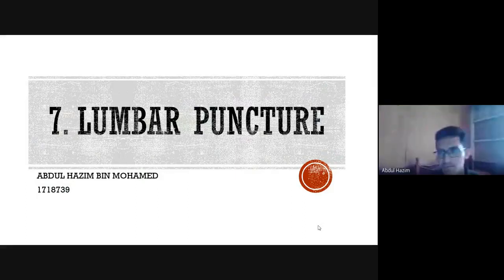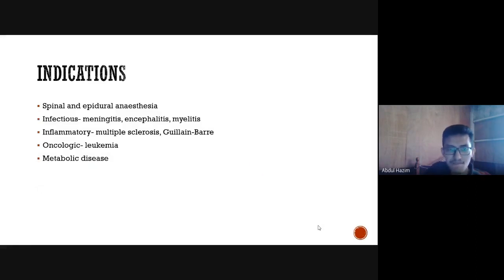Okay, Bismillahirrahmanirrahim. Next, I will proceed with lumbar puncture. My name is Abdul Hazim bin Muhammad. Okay, next slide. So, lumbar puncture is one of the most common and important procedures done in clinical settings. It can be indicated for both diagnostic and therapeutic purposes.